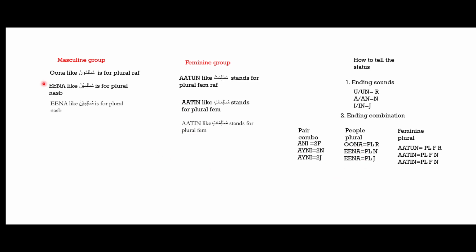Okay, in masculine, una is for plural raf, ina is for plural nasb, again ina is for plural jar. So I highly recommend that you write down these things here and try to memorize them, because we are going to go through isms and figure out the i'rab of the isms, and go over these topics later on.